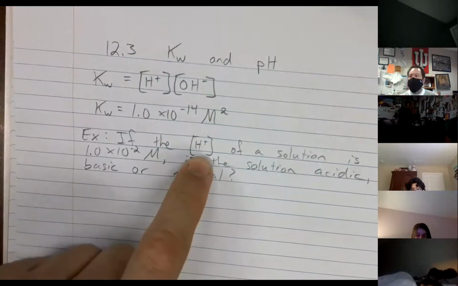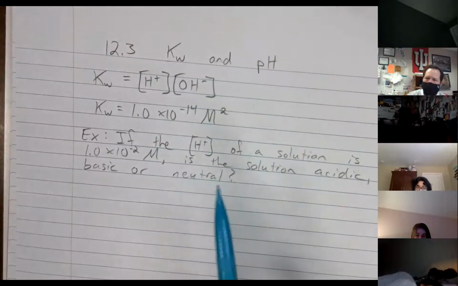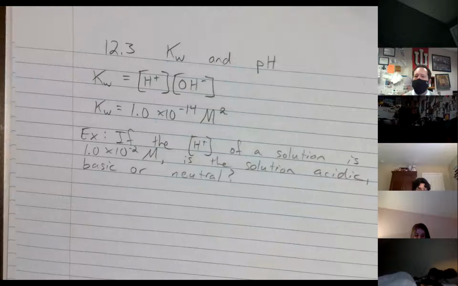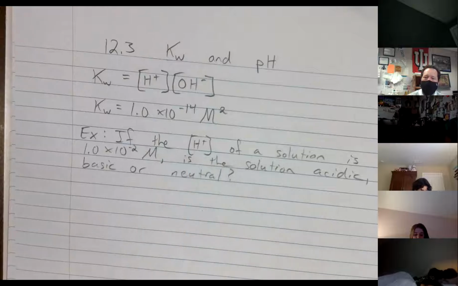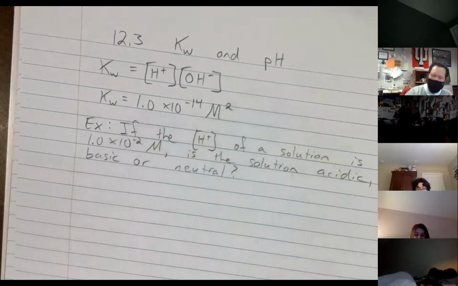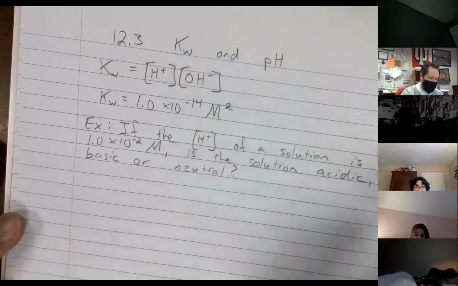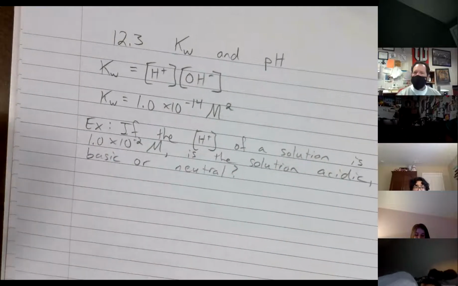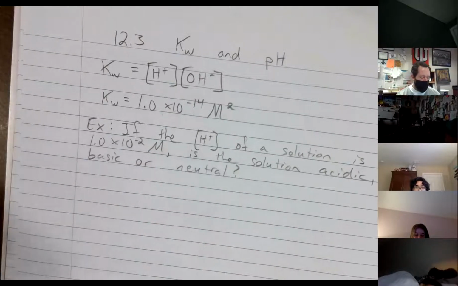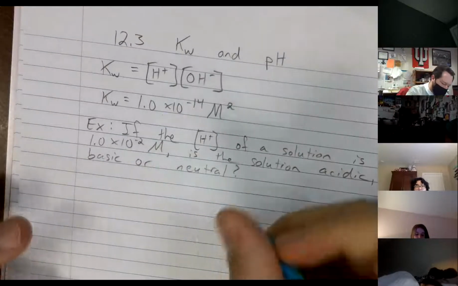So if the hydrogen ion concentration, did we talk last week about how those brackets, when we put those brackets around something, it means concentration of? We talked about that? If we didn't, when we put those brackets around something, it means it's a concentration of. So concentration of hydrogen ions, which is equivalent to saying the concentration of our acid, is 1.0 times 10 to the negative second molar. Is the solution acidic, basic, or neutral? Then there's a follow-up question.